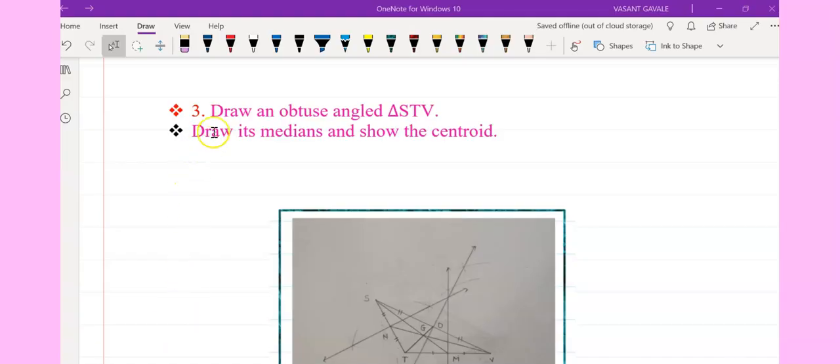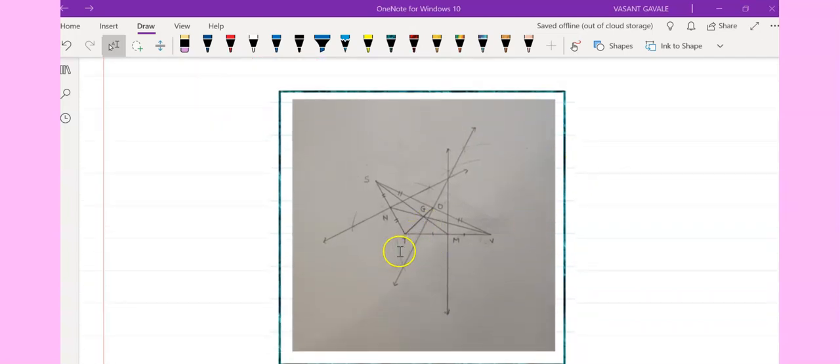Now the question number 3. Draw an obtuse angle triangle STV. Draw its median and show the centroid. Now see this the triangle STV. Draw the perpendicular on the segment TV. The midpoint is M and first median is SM.